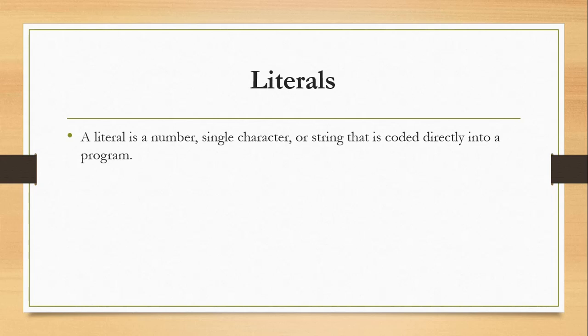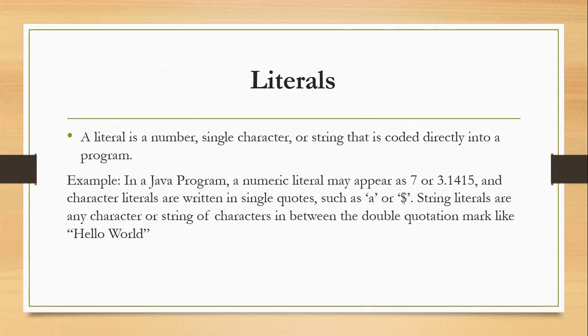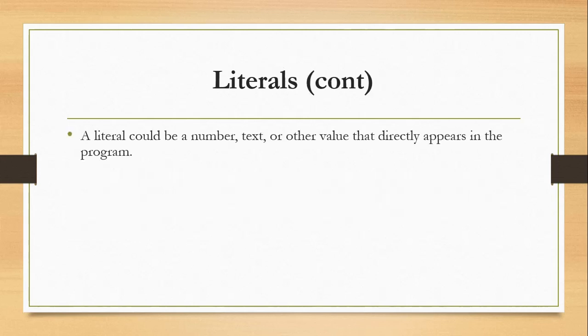Literals. A literal is a number, a single character, or a string that is coded directly into a program. A literal is a notation for representing a fixed value in source code. So literals are often used to initialize variables. For example, in a Java program, a numeric literal may appear as 7 or 3.1415, a character literal is written using single quotes, and string literals are any character or string of characters between double quotation marks, like "hello world". So a literal could be a number, a text, or other value that directly appears in the program.